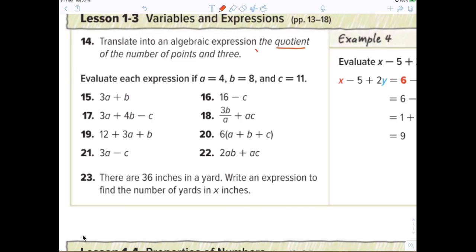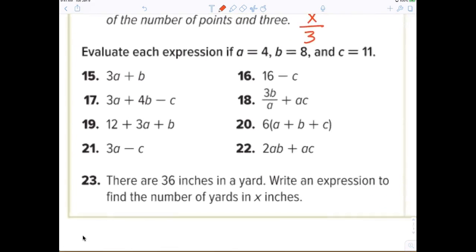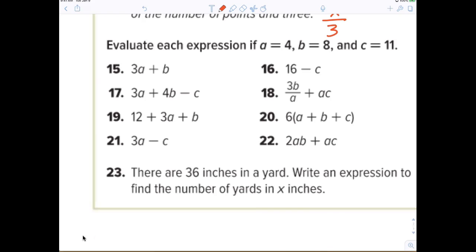That's all there is to it. X divided by 3. Now remember, the only thing I want you to remember is division. All right, we're going to use fractions. All right, so now, here we go. Number 15. Yes, you're up.